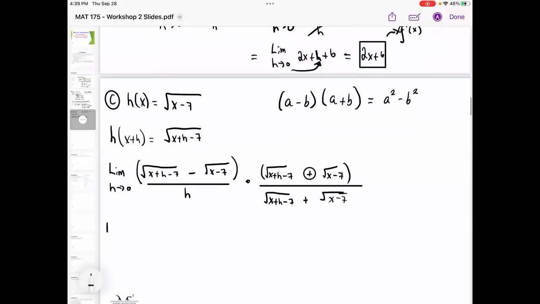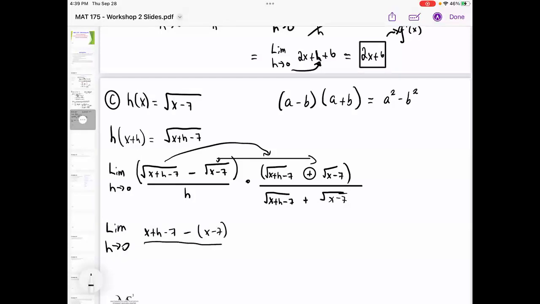So this will give us the limit as h approaches 0, square root of x plus h minus 7 times itself is just going to be x plus h minus 7. And then you'll have minus the square root of x minus 7 times itself. So that will just give you x minus 7. And the denominator, you can leave it alone for a moment.